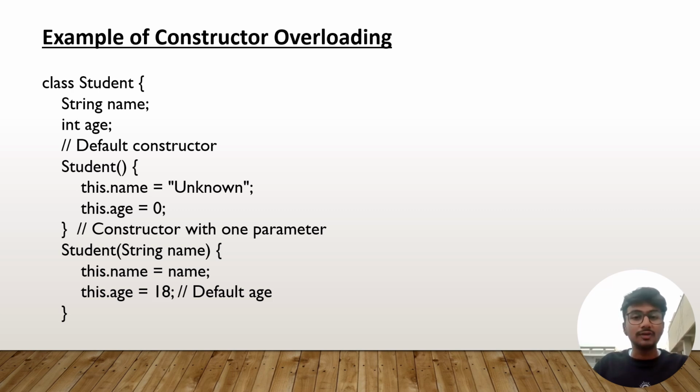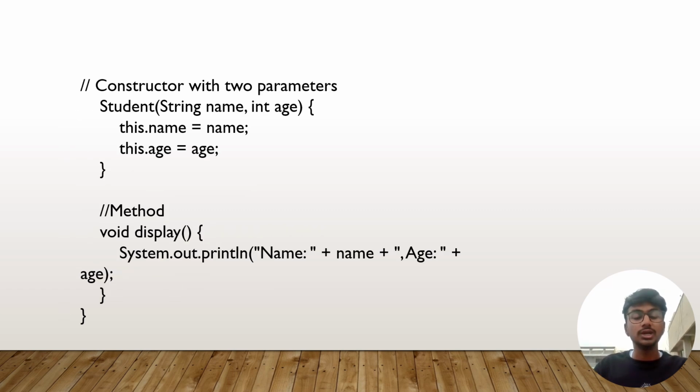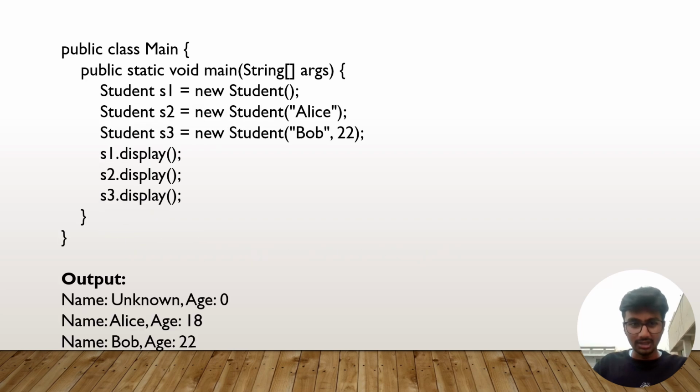Next, as you can see here, the example of constructor overloading. In class Student, we have initialized the name and age. First, the default constructor, as I have said before, where we have set the name as Unknown and age as 0. Then a constructor with one parameter, where only one parameter is passed. So we have passed name, and as the age is 18, we have set it as the default age. Then a constructor with two parameters, name and age, where we have allocated both. Next, using the display method to display both name and age.